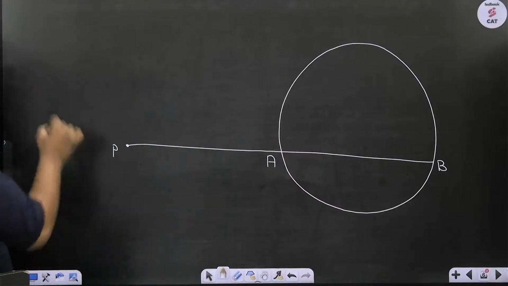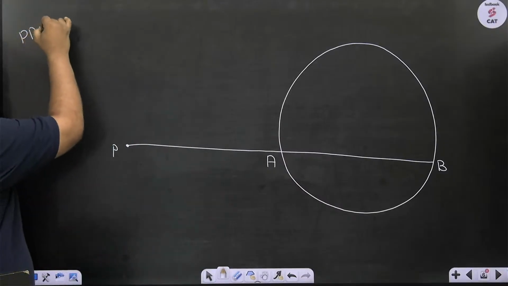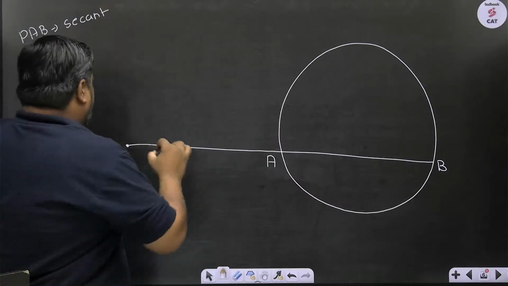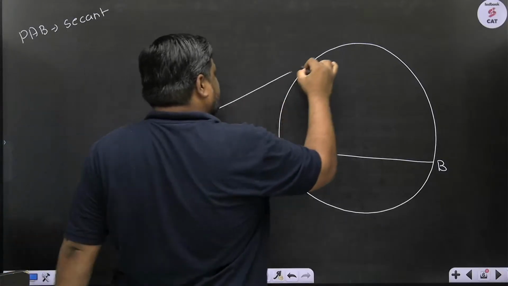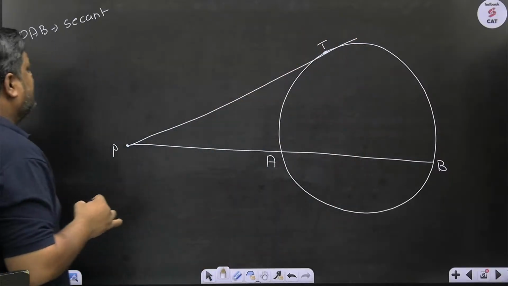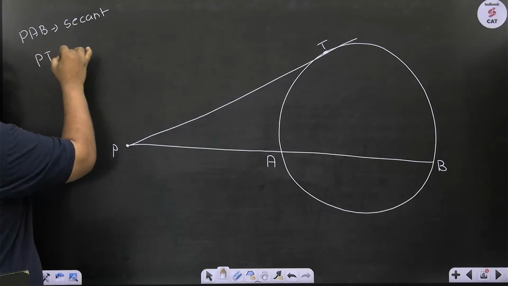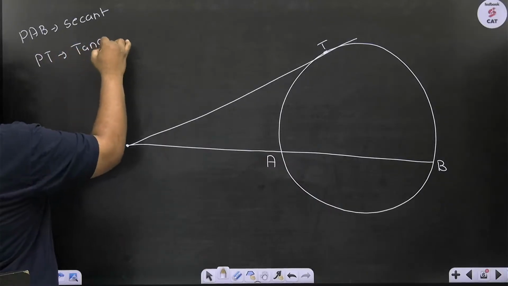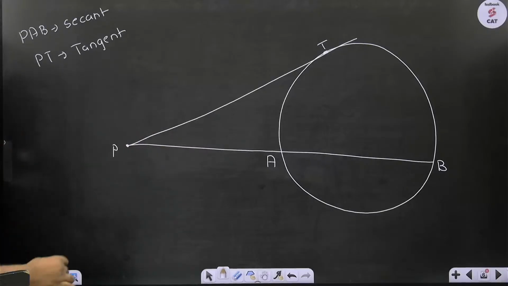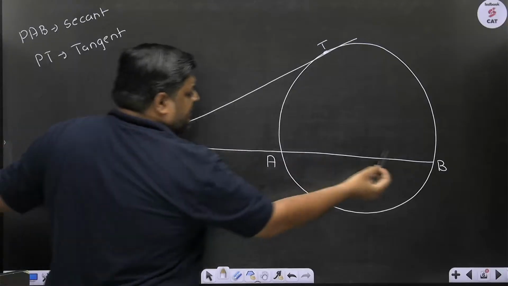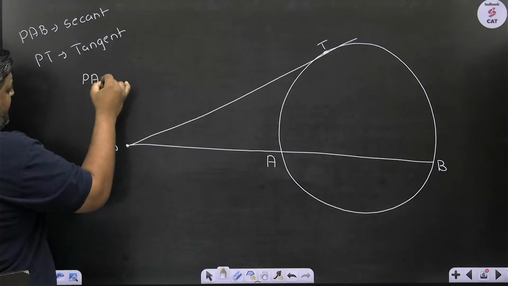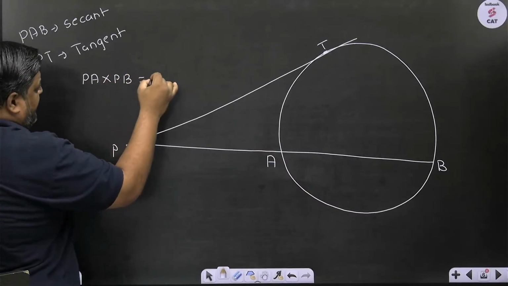PAB is a secant. And this line, it touches the circle at only one point, outside. PT is a tangent. So there is a very important rule which says that PA into PB is PT square. PA into PB is PT square.